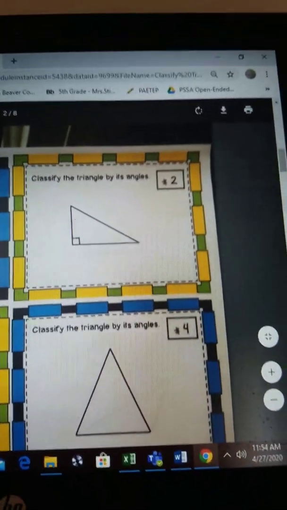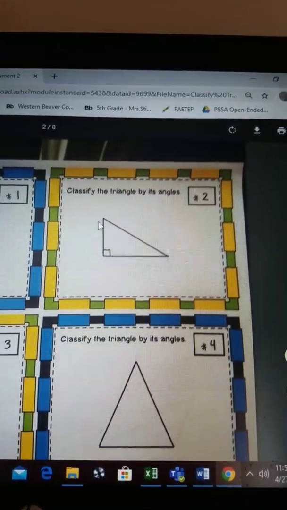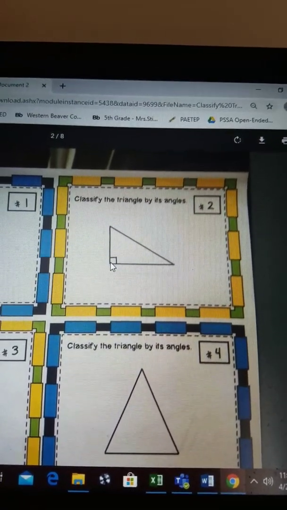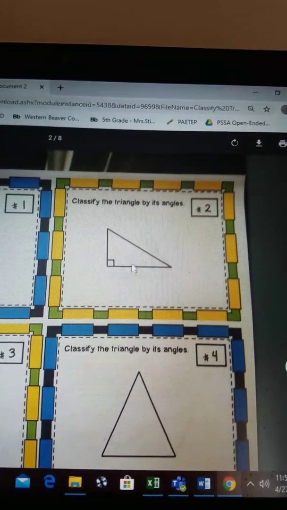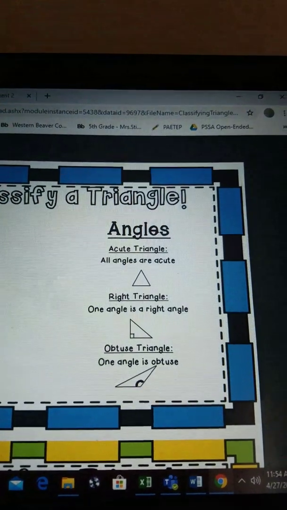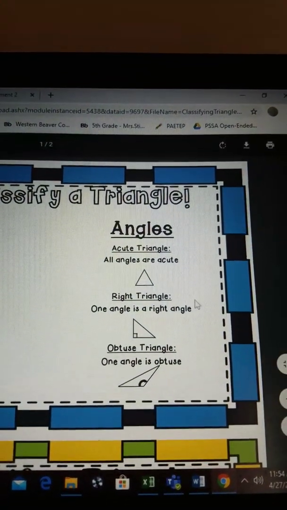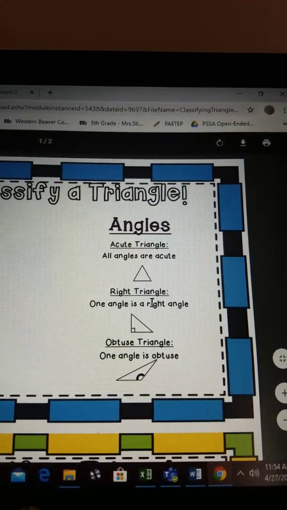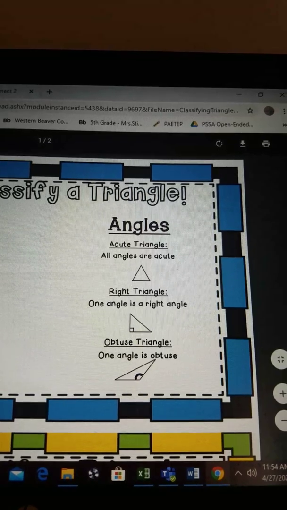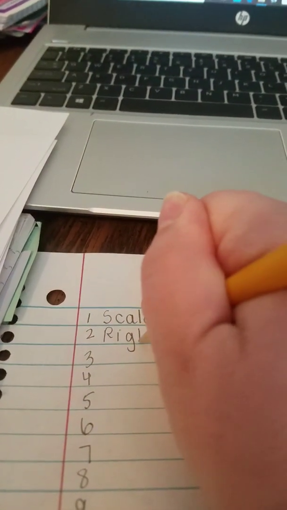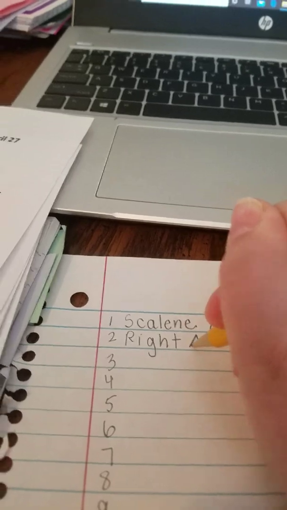Classify the triangle by its angles. Now, right here, I see that this looks like the letter L. It has one of those boxes to tell me that they mean it to equal exactly 90 degrees. So when I go to my page 916 or my reference sheet here, I'm looking for one angle is a right angle, and that's a right triangle. So number 2 is right triangle. Go ahead and mark that down on your paper.